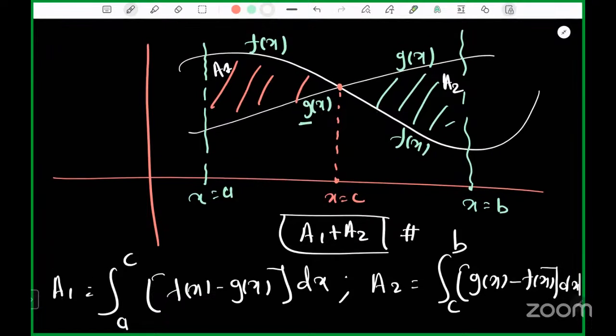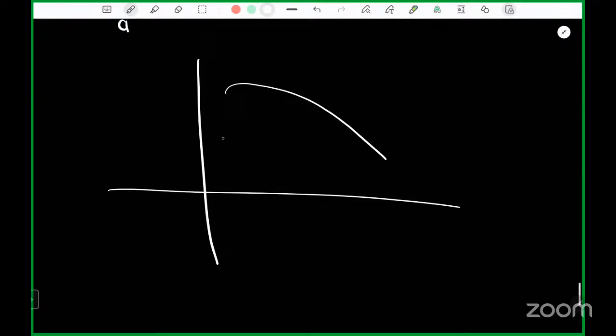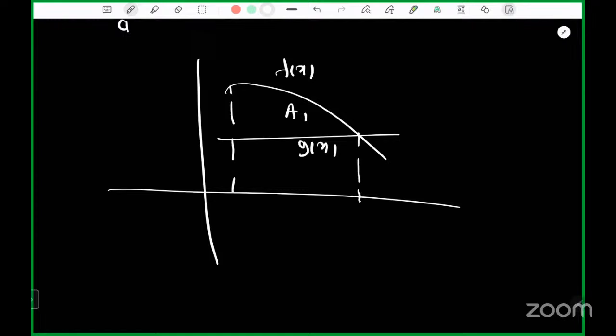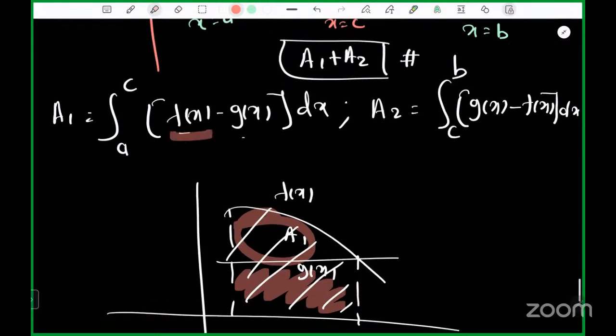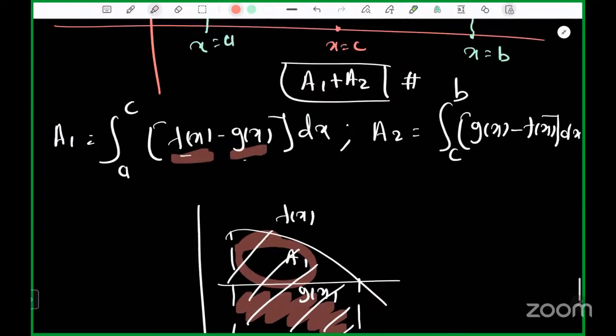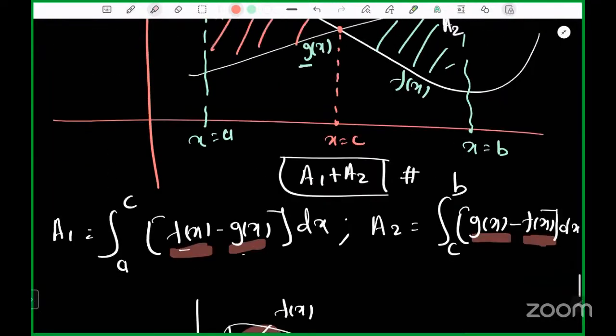Okay, the reason we are switching the function is because of the upper boundary and lower boundary, right? For finding a1, observe, if you want to find out the region a1, this is our a1. Here this is f of x, here this is g of x. So what we are doing, we are just finding this whole area, and from this whole area we are subtracting the area enclosed by the curve g of x. Okay, so we'll get our required area. That's why we are doing f of x minus g of x. And here we are doing g of x minus f of x. Is that clear?